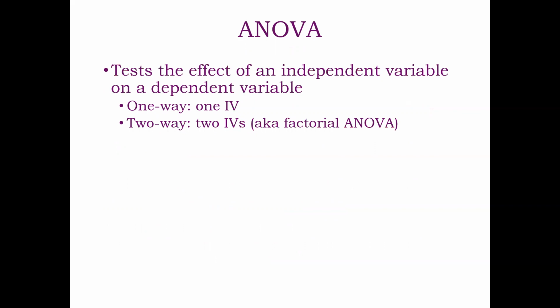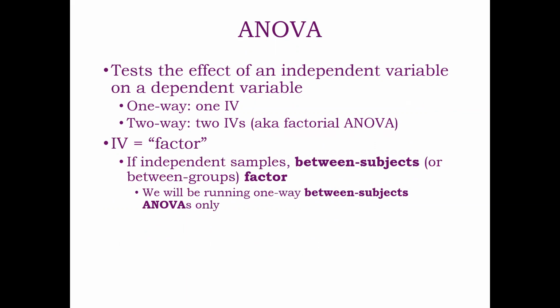As I said, a one-way ANOVA has one independent variable, and a two-way has 2 independent variables or 2 factors, also called a factorial ANOVA. Independent variable is referred to as a factor. If independent samples, that means that people in the different groups of the independent variable are different people. It's a between subjects or between groups factor. And we talk about it as a between subjects or between groups ANOVA. This is the same as an independent samples t-test.